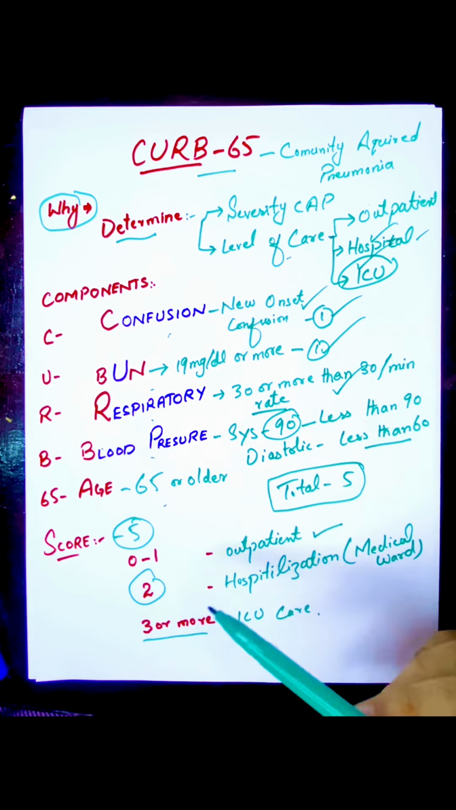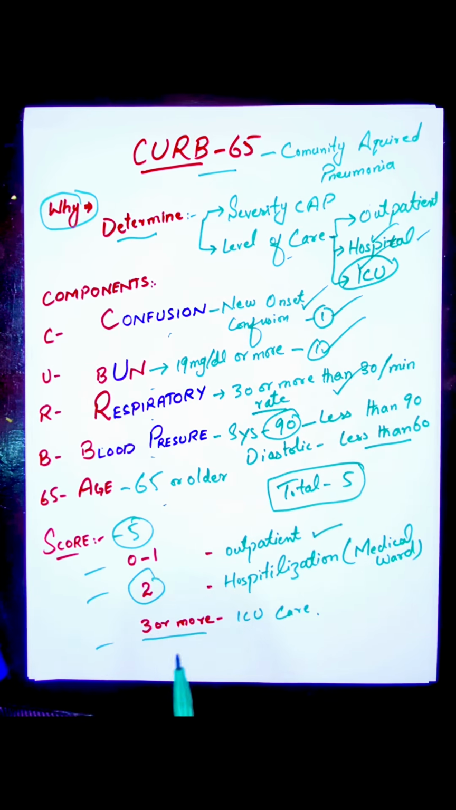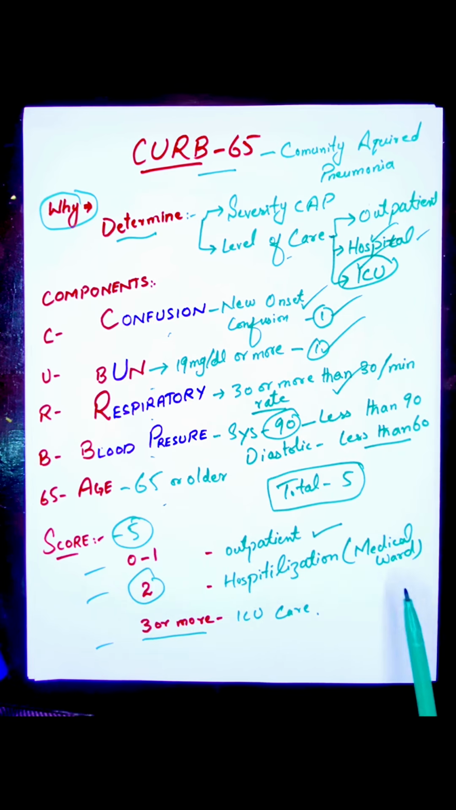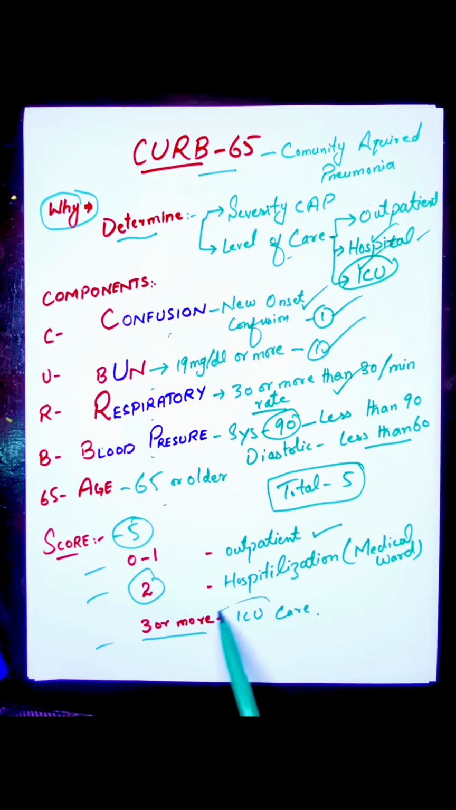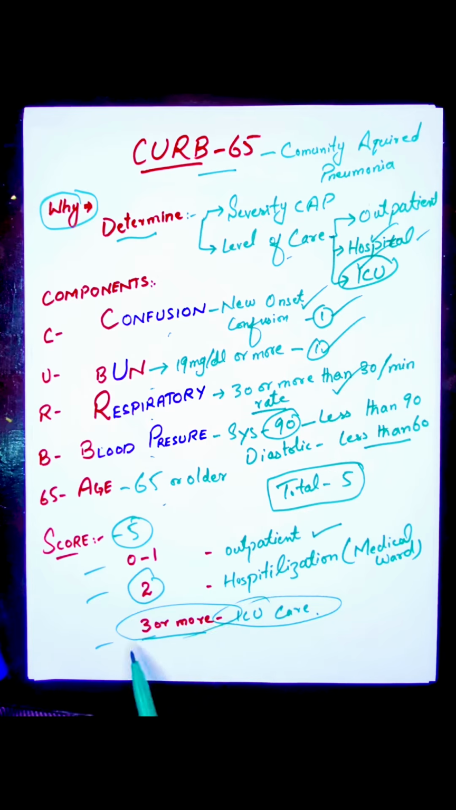So these are the three score categories. From a score of 0 to 1, deal with the patient as an outpatient. If the score is 2, hospitalize the patient in a medical ward, but there is a possibility of shifting to ICU care if the score becomes 3.